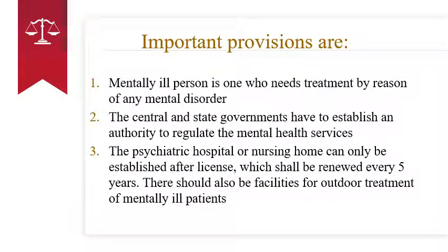Some important provisions that are there in Mental Health Act 1987 include: a mentally ill person is a person who is in need of treatment by any reason of mental disorder, and the state and central government have to establish a mental health authority to regulate the mental health services. The psychiatric hospital or psychiatric nursing home can only be established after obtaining license from this mental health authority, and this should be renewed every 5 years. And there should also be facilities for outdoor treatment for mentally ill patients also in the psychiatric hospital or nursing home.